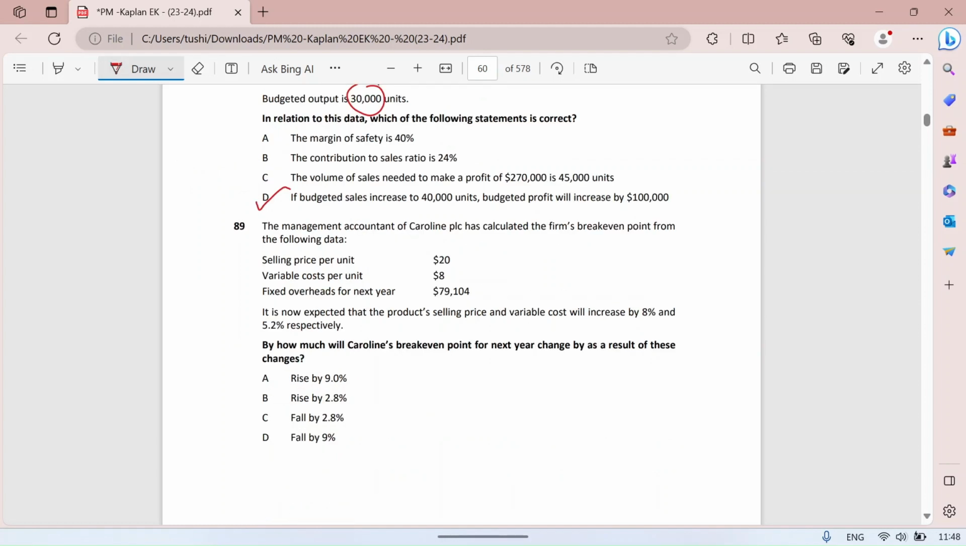So, as of now, we had a scenario of 20 and 8. Now, if we revise these figures, 20 will be multiplied by 1.08. So that gives you $21.6. This will be your revised selling price. And again, if you inflate your variable cost, which is 8 multiplied by 1.052, this will give you 8.416.